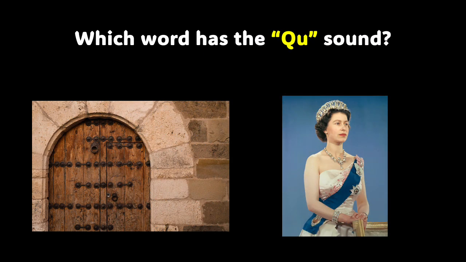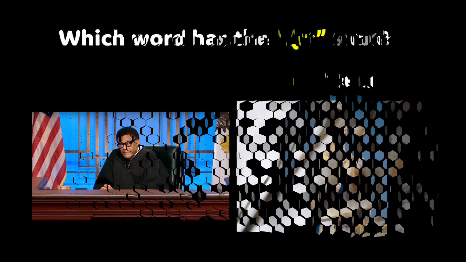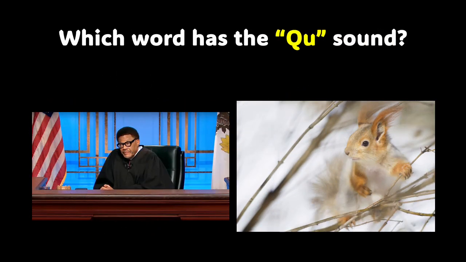All right, boys and girls, look at your screen and tell me which word do you think begins with the Q-U sound. If you said queen, you got it right. Queen begins with Q-U. Here are two more images. Which of the words for these images have the Q-U sound? Let's see if you get it right. If you said squirrel, you got it right. Squirrel does have the Q-U sound.